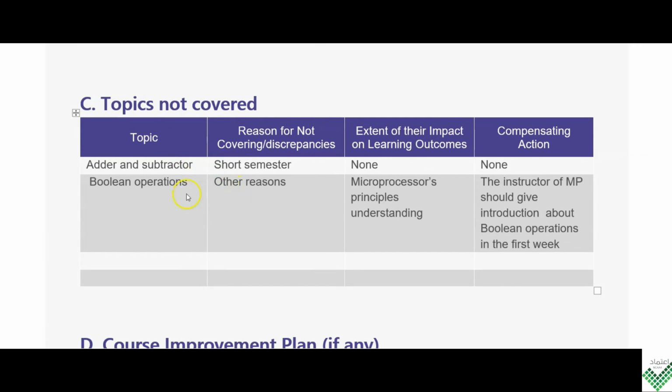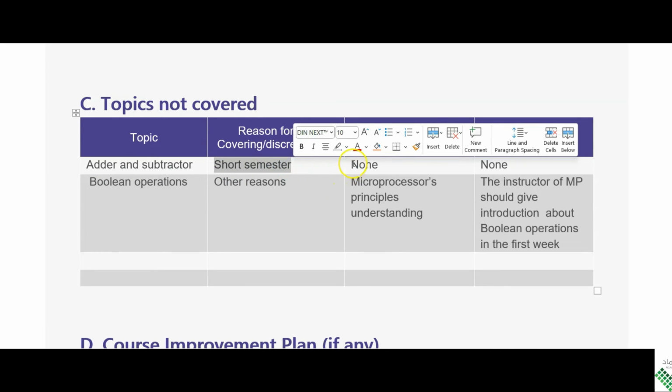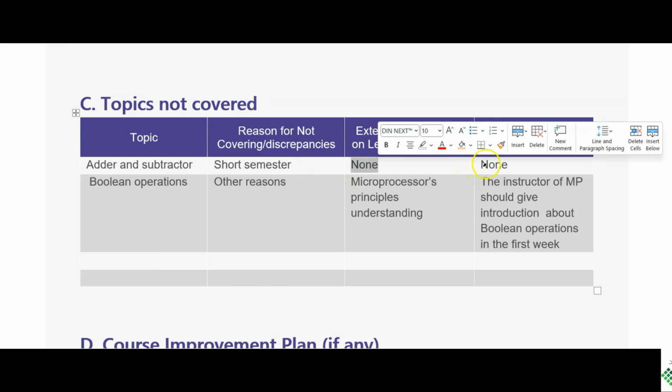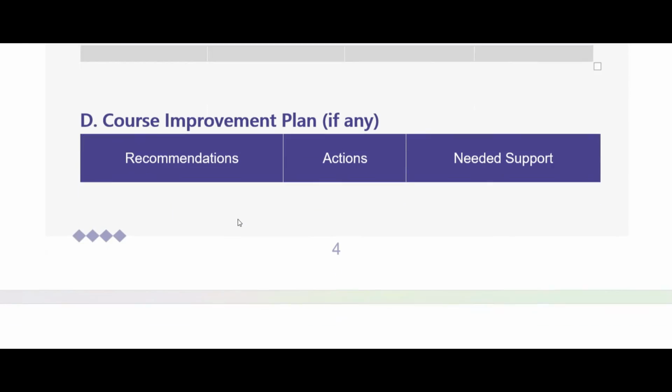After that, the topics not covered. If you have something not covered, you have to write why, the reason, and if it is affected. If not affected, you don't need to write your compensating action. But if the topic, for example, Boolean operations, has some reasons, you have to write if there is impact. There is an impact on the microprocessor principles understanding. So what is your compensating action? The instructor of the microprocessor, for example, should give an introduction about Boolean operations in the first week. This is a compensating action.